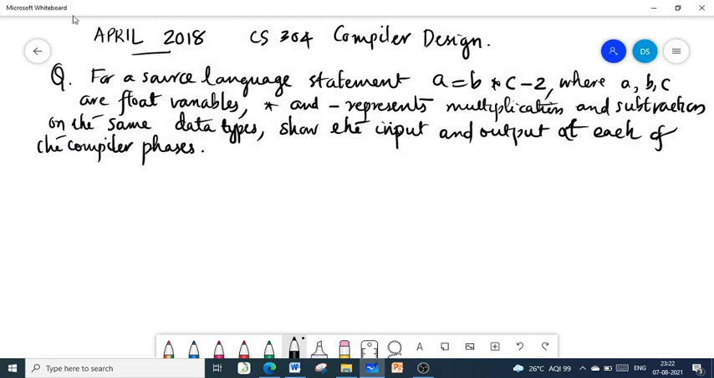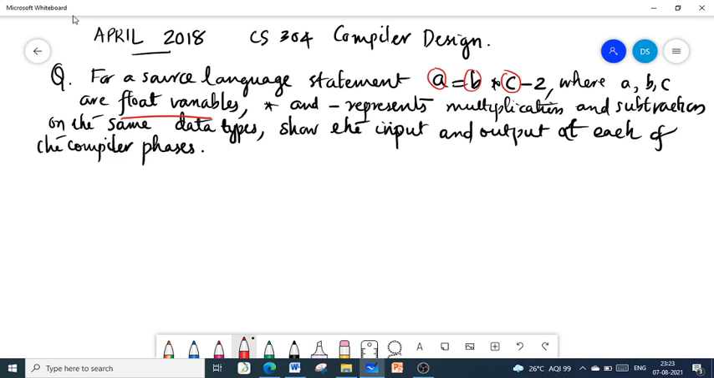Hi all. Now we are going to solve another question from the university question paper for the year April 2018, compiler design subject. The question is: for a given source language statement a equal to b star c minus 2, where a, b, c are float variables. Here it is given that a, b, c are float variables and the symbol star and minus represent multiplication and subtraction on the same data type. Show the input and output of each phase of the compiler.